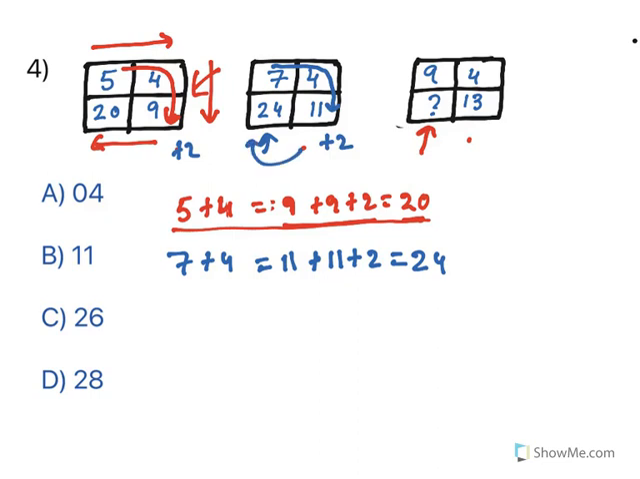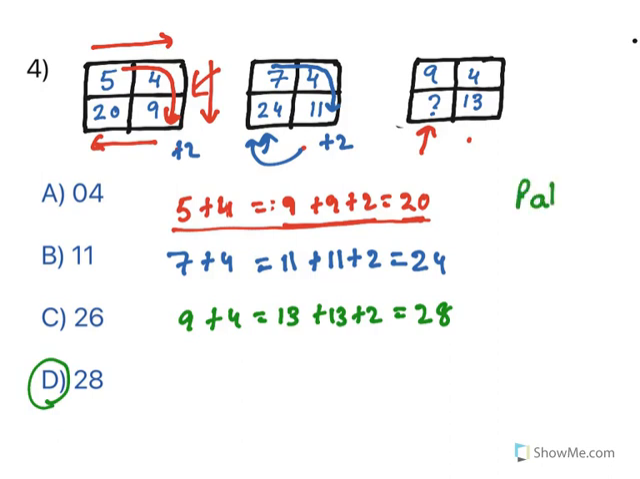Now look at this. What is the last one? 9 plus 4, how much is it? 13. So 13 plus 13 plus 2, how much would it be? 28. So the answer is 28. So again, this is called pattern recognition. You need to know what kind of pattern this is, how they have followed it. Then you will understand everything. Let's move on to the next one.